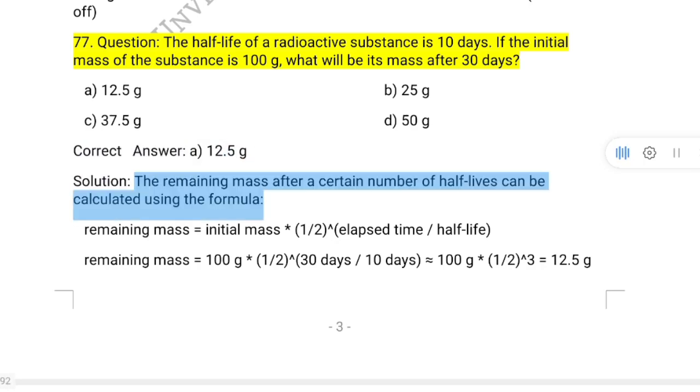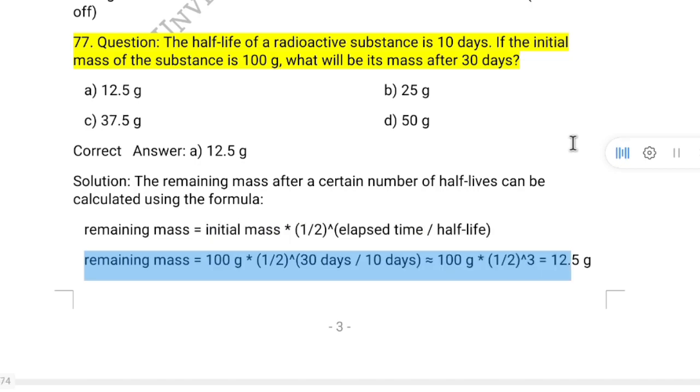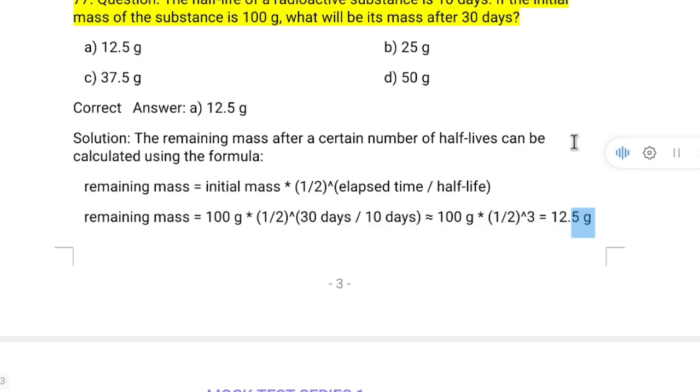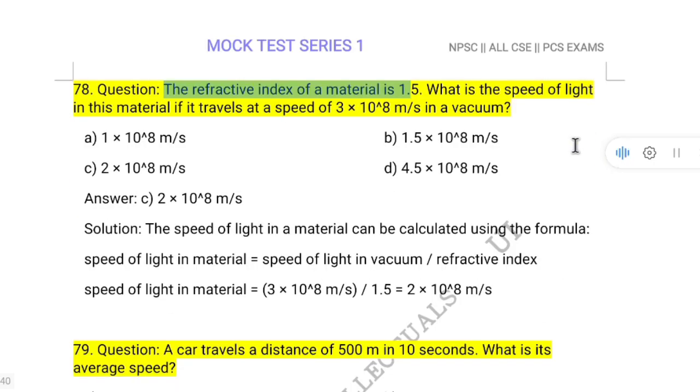Solution. The remaining mass after a certain number of half-lives can be calculated using the formula: remaining mass equals initial mass times (1/2) to the power of (elapsed time divided by half-life). Remaining mass equals 100 grams times (1/2) to the power of (30 days divided by 10 days), which equals 100 grams times (1/2) cubed, equals 12.5 grams.